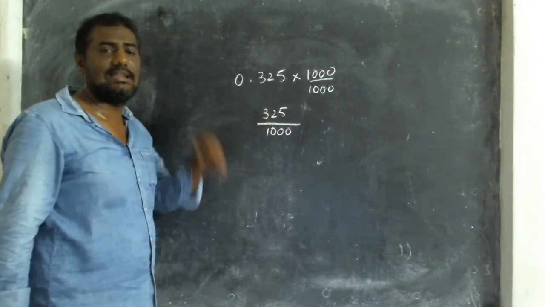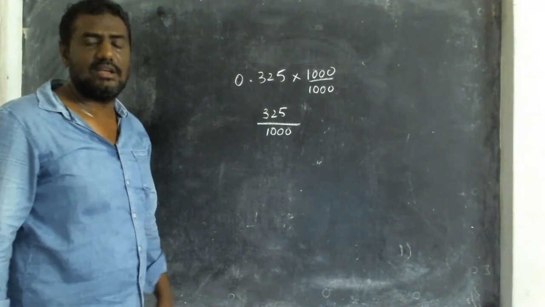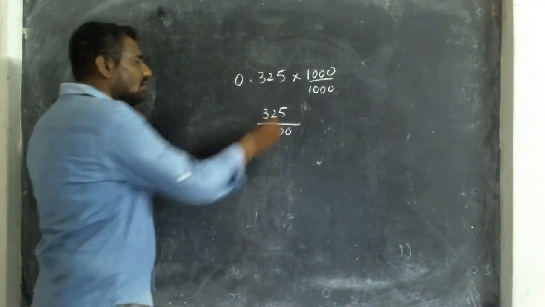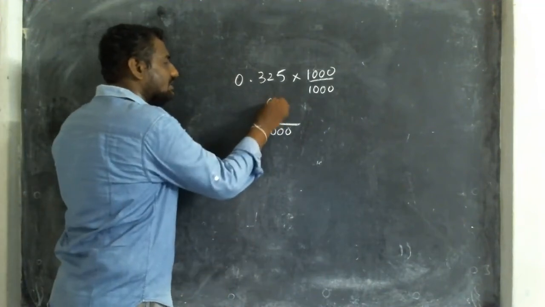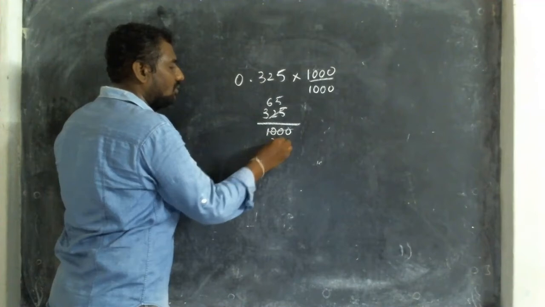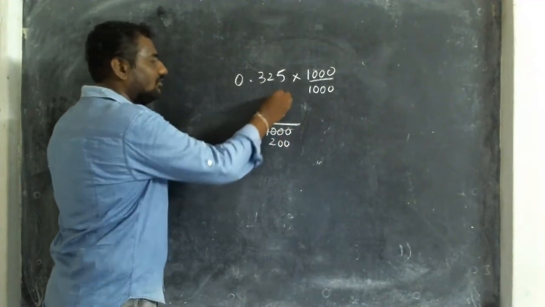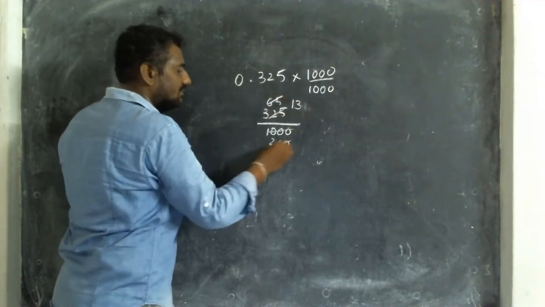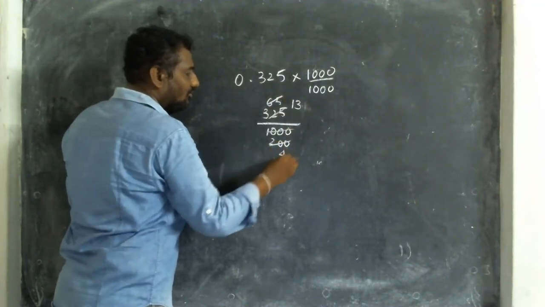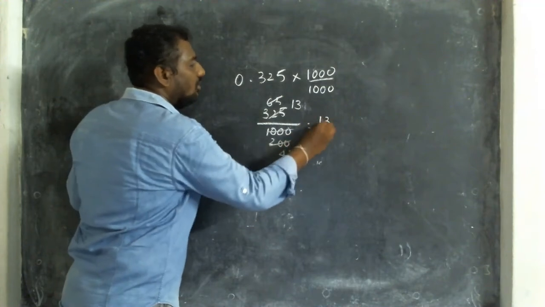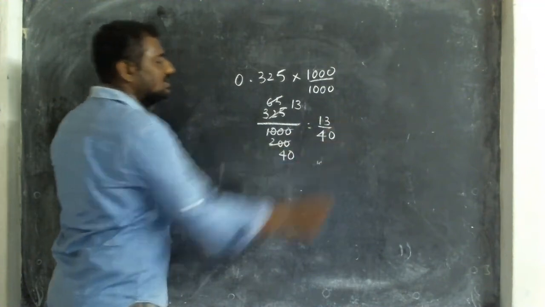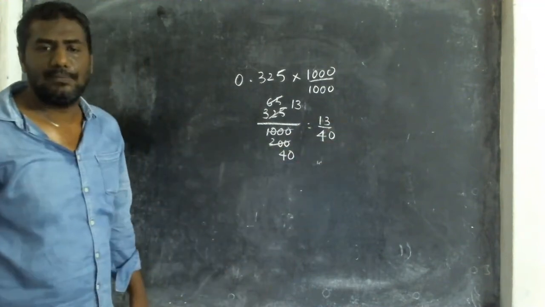Now we can cancel here. We can cancel with the 5 table. 5 5s are 25, so 5 6s are 30, 5 200s. Again with 5. 5 13s, 5 40s. 13 by 40. Like this we can write. Now this is in the form of P by Q.